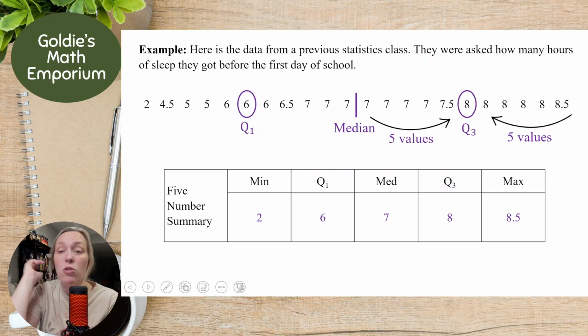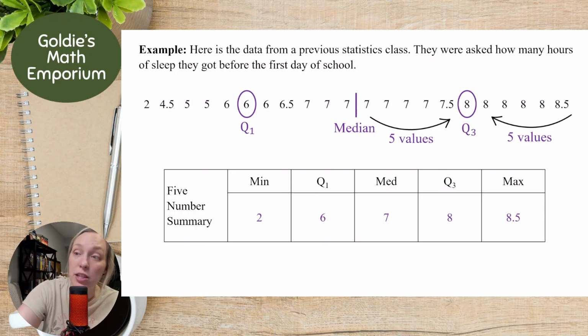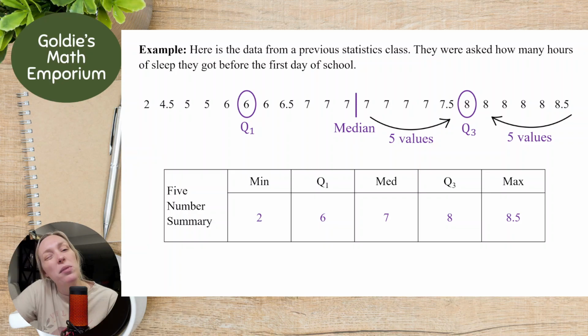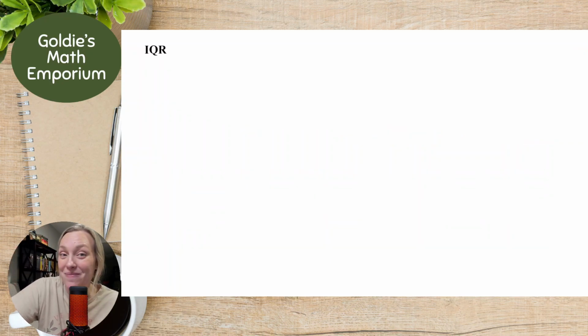Now, sometimes our quartiles are going to fall between 2 values, and we find them just like we do the median, where we take the average of those 2 values. We're going to see an example of that in a little bit. Okay, but that's finding the 5-number summary.